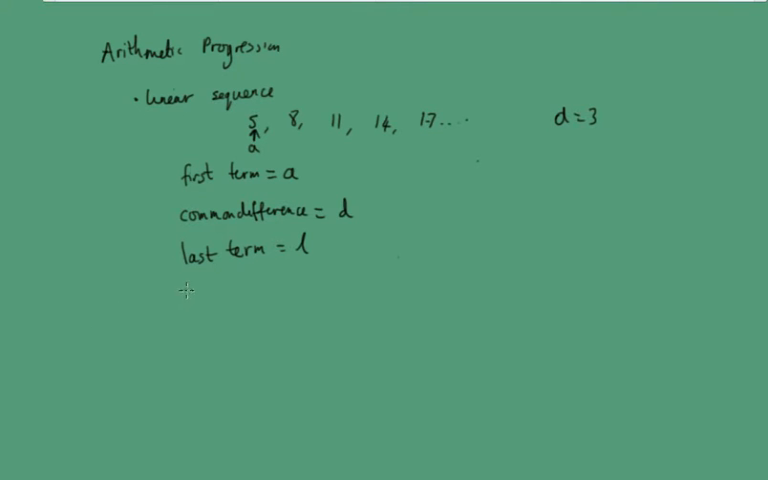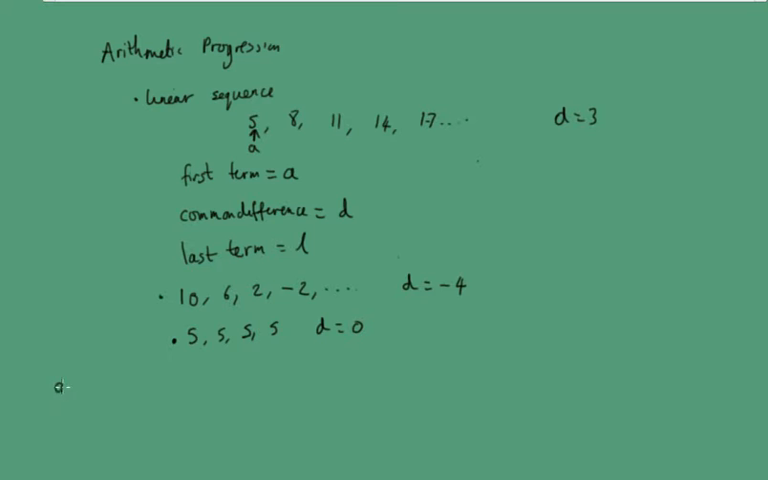We can also have an arithmetic progression which is increasing. We can have an arithmetic progression where D is negative, so for example 10, 6, 2, minus 2, and so on. In this case D would be minus 4. We can also have an arithmetic progression where D is equal to 0, so say 5, 5, 5, 5. Common difference here is 0. That is also an arithmetic progression.